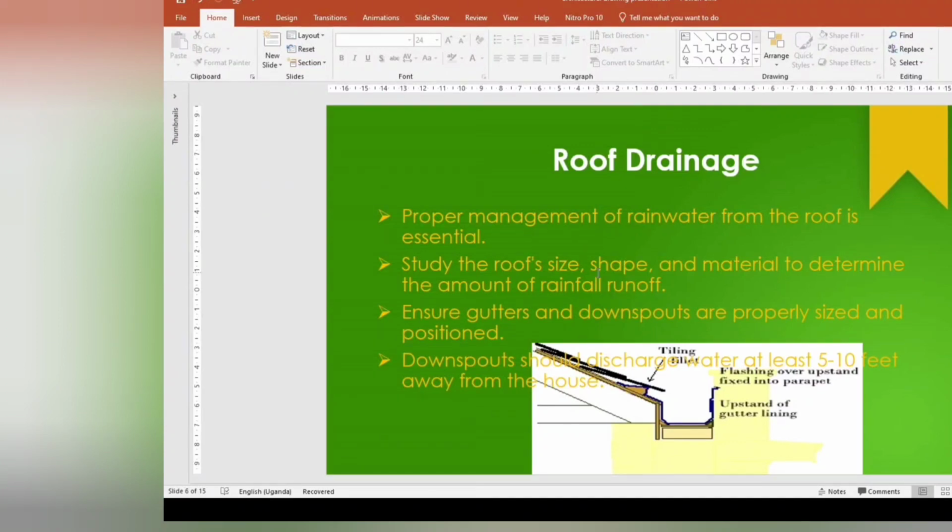Then ensure gutters and downspouts are properly sized and positioned. Downspouts should discharge water at least 5 to 10 feet away from the house. So those are the important things to note for the roof drainage. Here is a sketch.